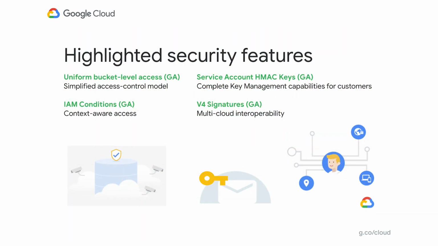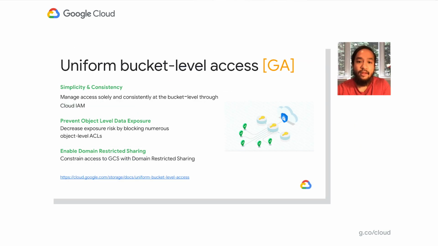Uniform bucket level access went GA last year, and this is a bucket level setting that lets you simplify access control across all objects within a bucket. When enabled, permissions are managed using the bucket's IAM policy, disabling the use of individual object ACLs. Since all objects now share the same configuration, it's much easier to tell if any objects are publicly exposed to the internet. By inspecting your bucket policy, you can quickly determine who can or cannot access your data. Uniform bucket level access also helps you leverage a security feature called domain restricted sharing, which enforces that all members of an IAM policy must be within a specified domain.